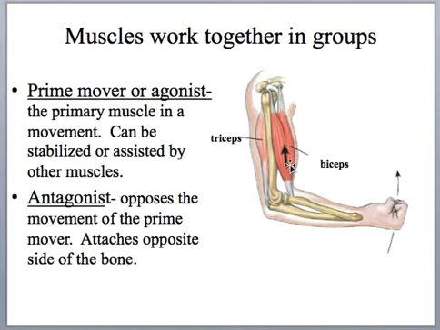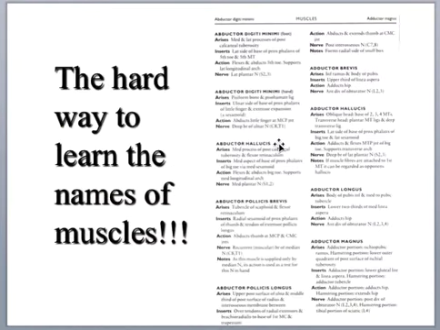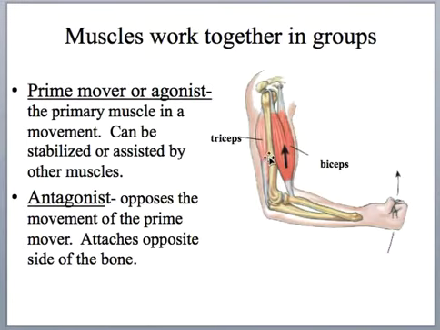All right. There are other muscles that can help do that as well. The prime mover is the main one that's going to do that. And then there's going to be some synergists that are going to help as well. That's what's listed here. So the prime mover or the agonist is the primary muscle in a movement, and it can be stabilized or assisted by other muscles.